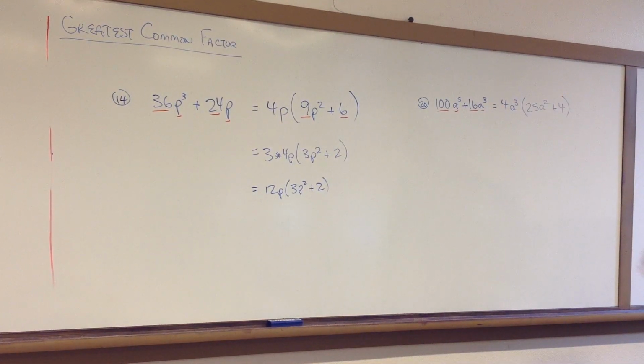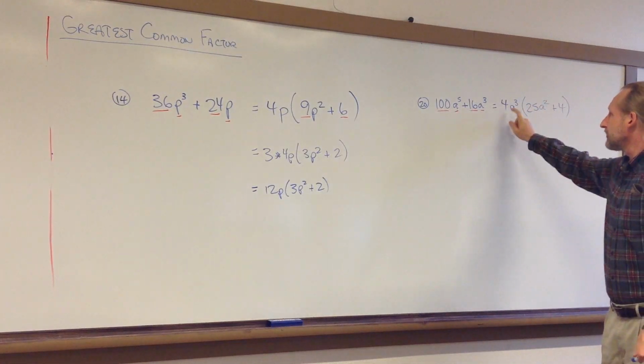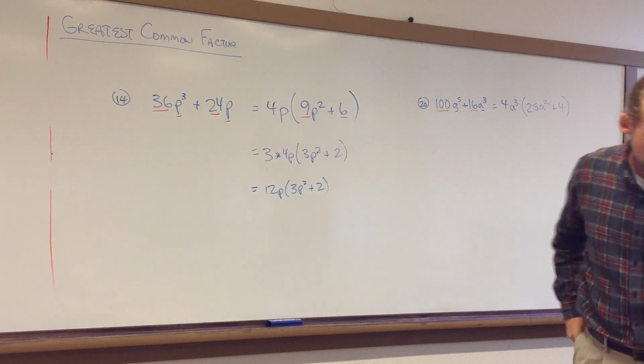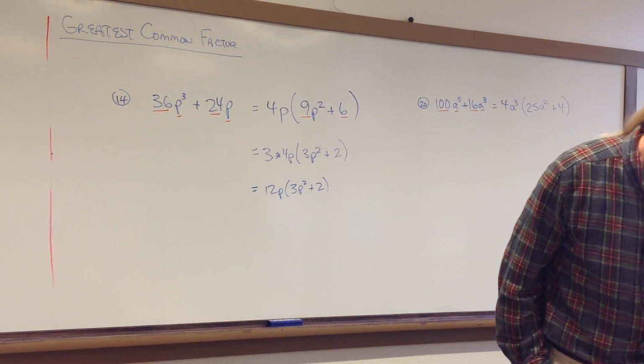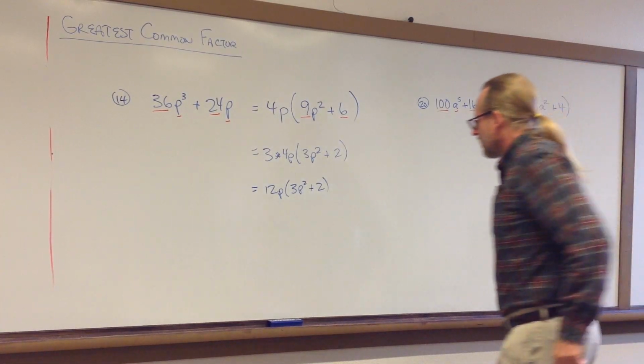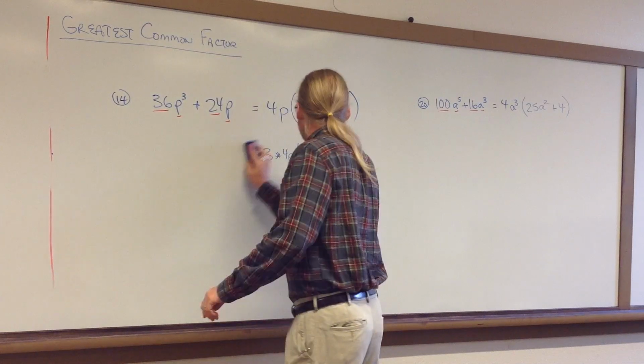Now, do the 25 and the 4 share any common factors? No. So this is done. This is the greatest common factor, and this has been completely factored. Okay. Now we'll see a couple more that are a little bit more complex. Problem 22.